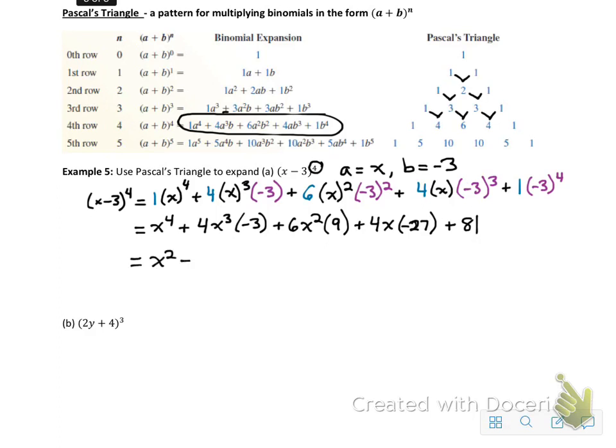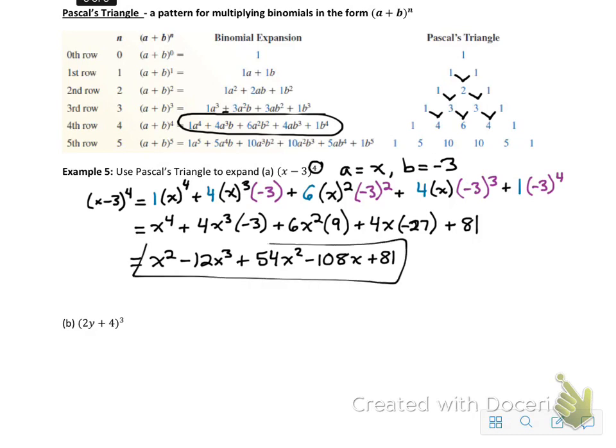4 times -3 is -12. 6 times 9 is 54. 4 times -27 is -108, so I need to make that a negative. And then 81. And believe me when I tell you, that was much, much, much faster than multiplying all of those out. Let's do that one more time.